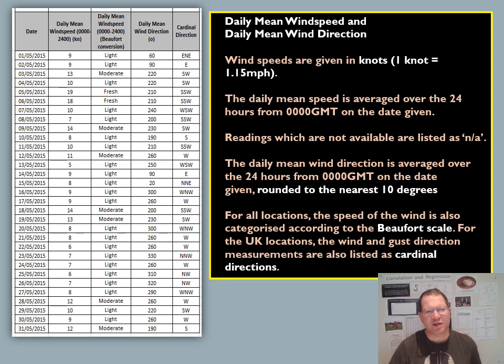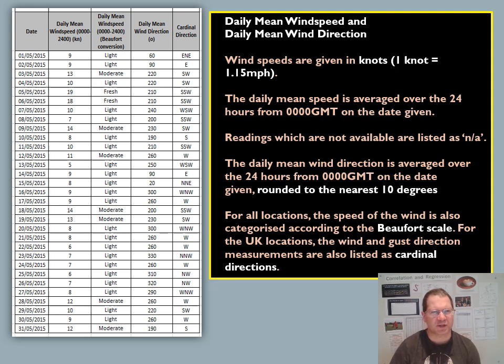The daily mean wind direction, obviously that is the average of the wind directions throughout the day. On the 1st of May that was 60 degrees. It's a bearing, so it's measured from north. All the data in that column will be to the nearest 10 degrees, so 60, 90, etc. And then in the final column, that wind direction as a bearing has been turned into some sort of cardinal direction, some sort of compass point.